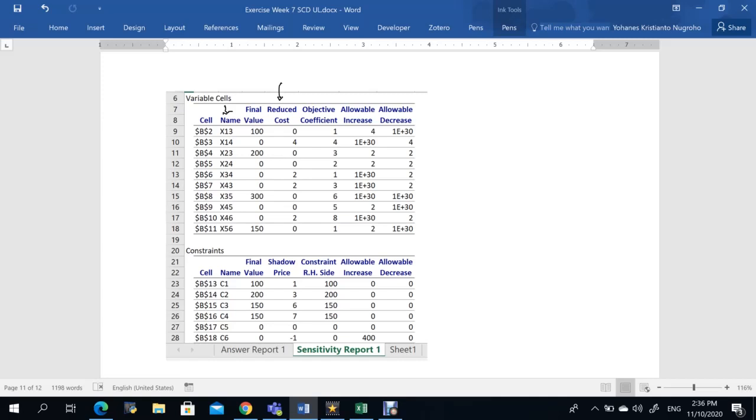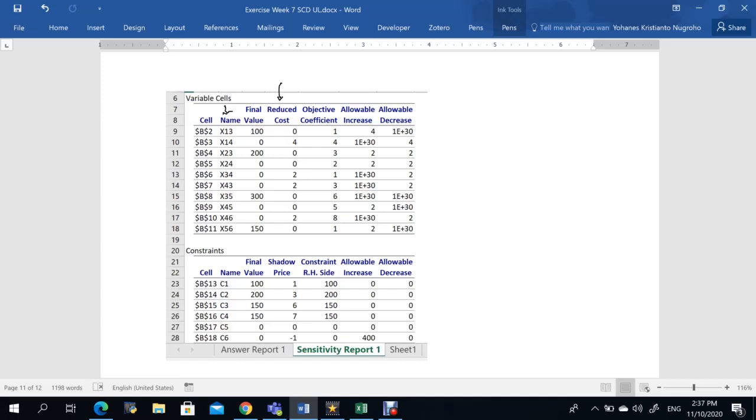What about the constraints? In the constraint table, we have the location of the constraint. For instance, C1 is cell B13 and the final value is 100. If we compare this final value with the constraint right-hand side, they are the same, meaning that in this problem we have no slack variables. So all products are 100% shipped without any inventory.